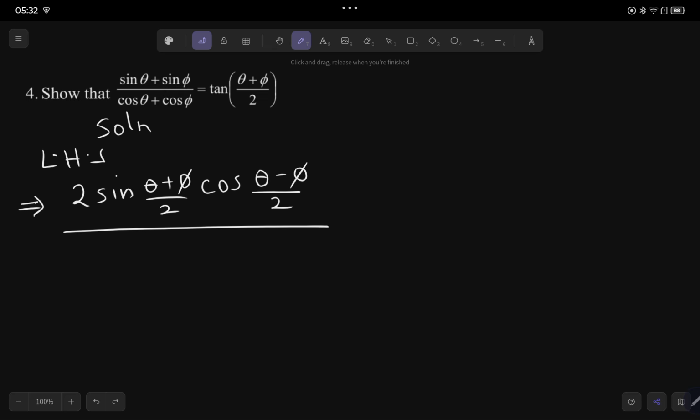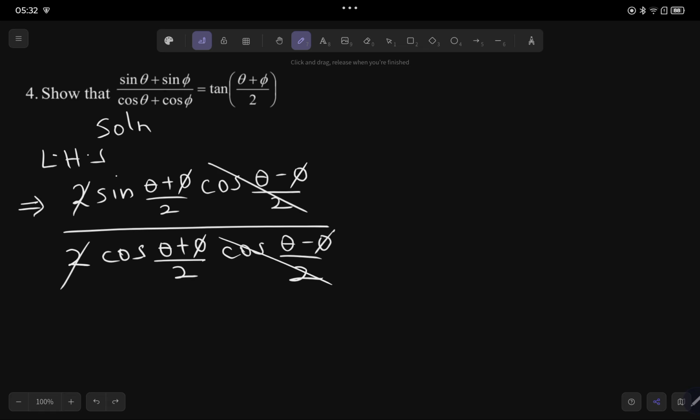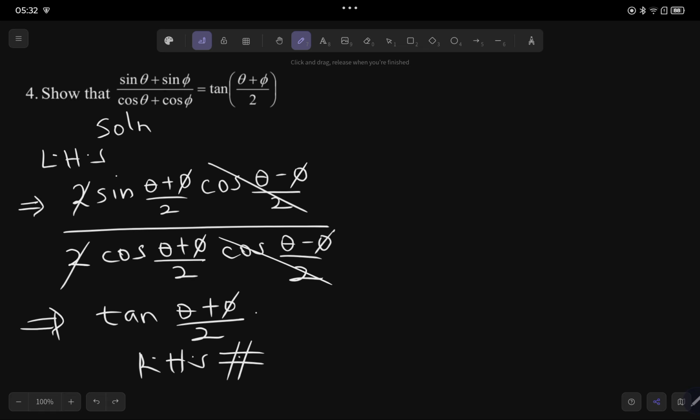Out of now cos plus cos, we said is 2 cos cos. 2 cos theta plus phi over 2, again cos theta minus phi over 2. The 2 will go with the 2. This one will go with that one. And sine out of cos is tan. Tan theta plus phi all over 2. This is our right hand side as is required of us.